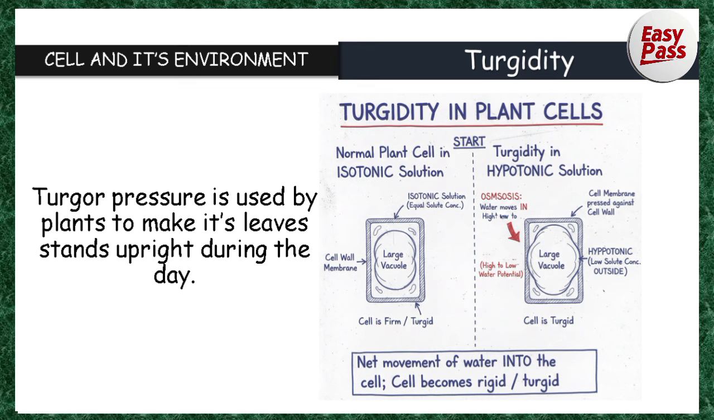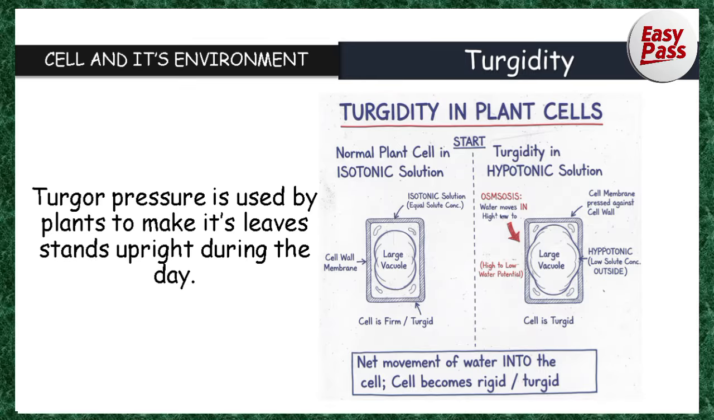Turgor pressure is also very important in the parenchyma cell. Parenchyma cells become a supporting tissue in plants whenever they are turgid.